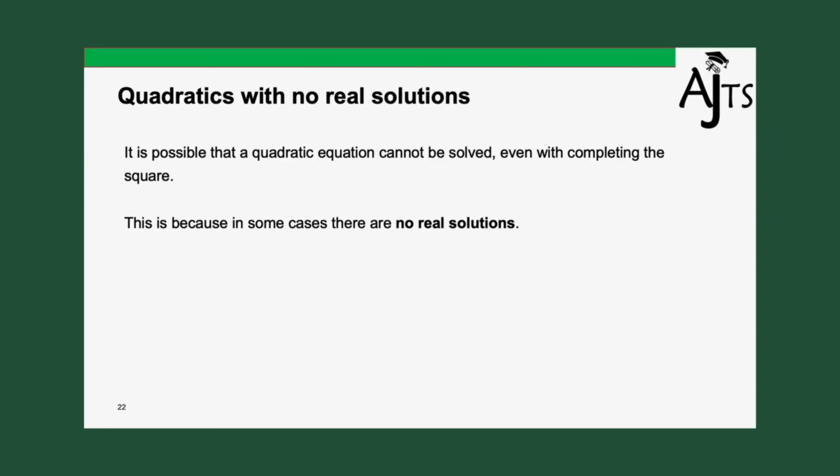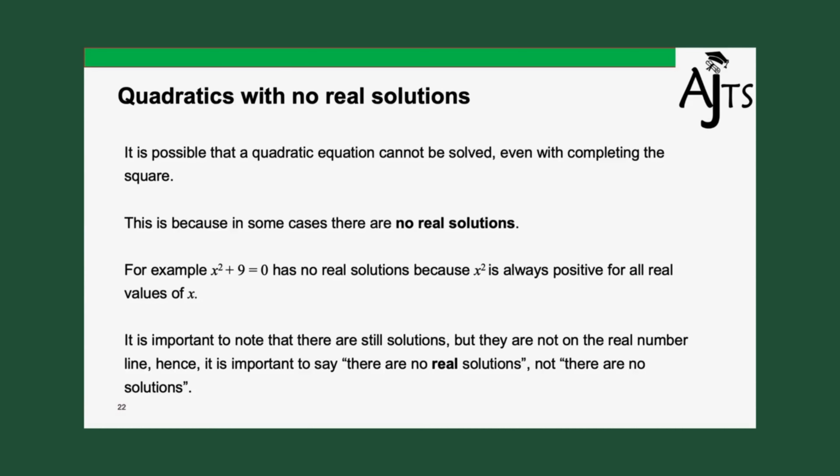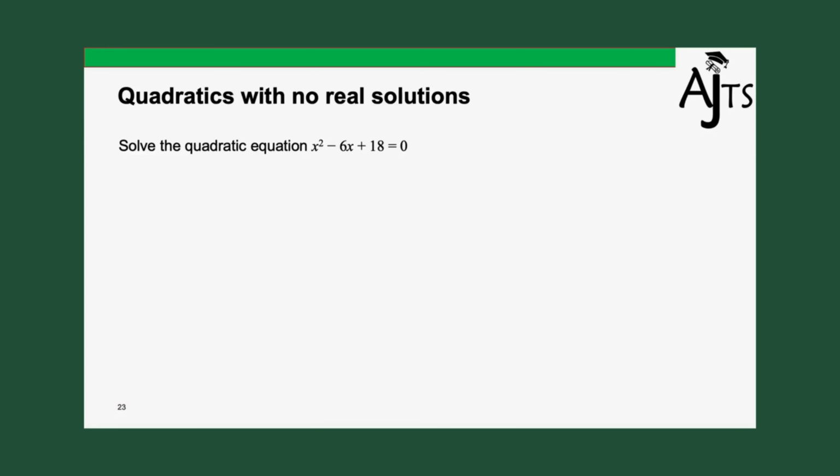For example, the equation x squared plus 9 equals 0 has no real solutions because x squared is always non-negative for all real values of x, and therefore cannot equal minus 9. It is important to note that solutions do still exist. However, they are not real numbers. For this reason, it is correct to state that the equation has no real solutions, rather than saying it has no solutions. Let's solve the following monic quadratic equation x squared minus 6x plus 18 equals 0 by completing the square with no real solutions.